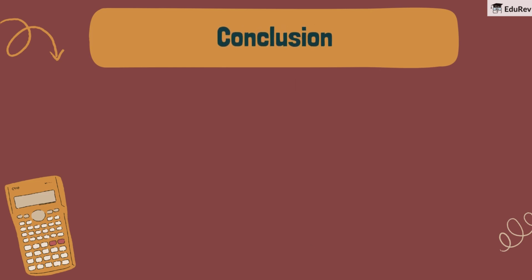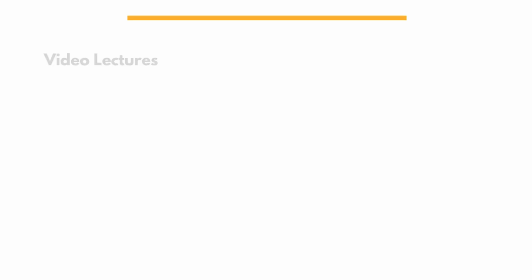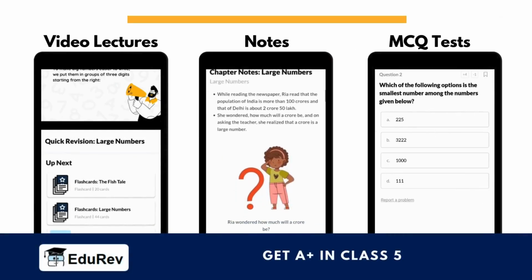In conclusion, we have learned about prime and composite numbers, divisibility rules, factors, multiples, HCF, LCM, and methods to find them. Understanding these concepts is essential for solving many mathematical problems. We hope that you have understood the topic.